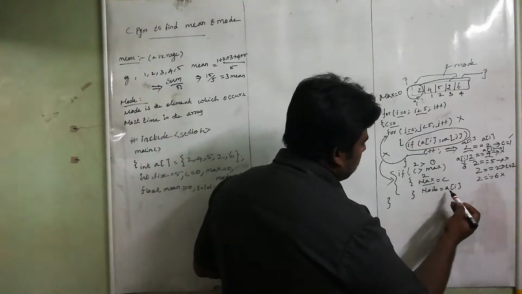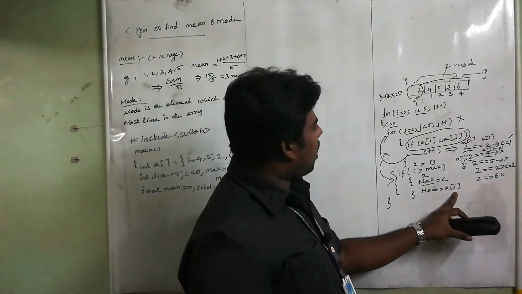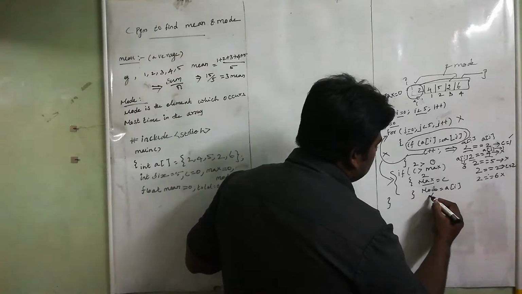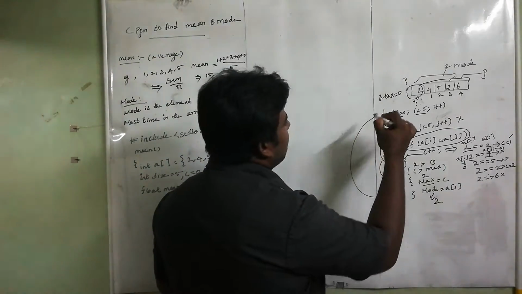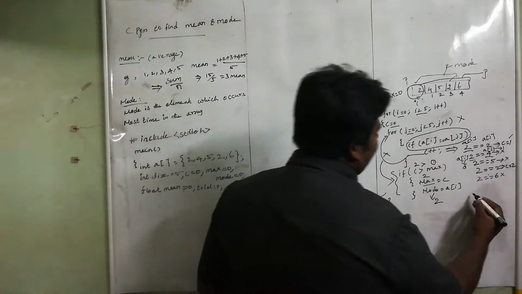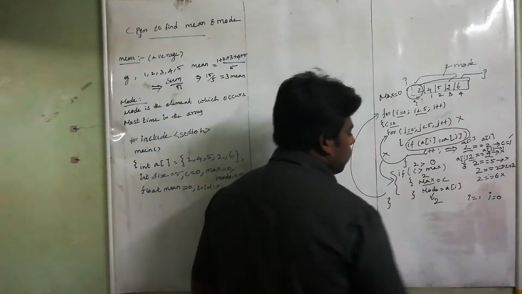Then mod equal to a of I. What is a of I? At last, what's the I value? 0. What is a of I? 2. Now mod is equal to 2. After completing this, again outer for loop. Now I plus plus. Now I value equal to 1, j value equal to 0.